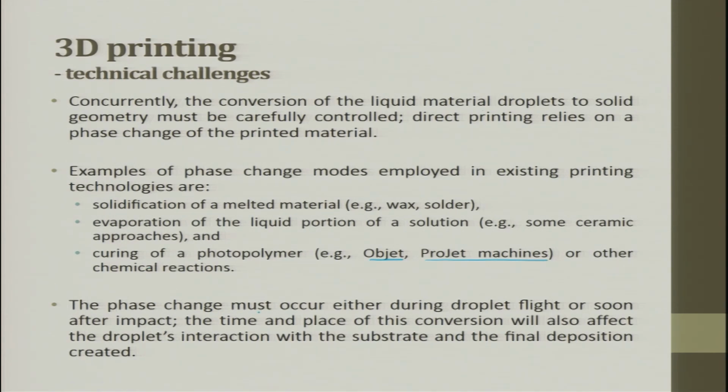The phase change must occur either during droplet formation or soon after impact. Either on exiting the tube and falling on top of the bed, before that there has to be a phase change, or once it falls down it has to have a phase change. The time and place of this conversion will also affect the droplet interaction with the substrate and the final deposition. So, this is a major challenge in front of 3D printing.